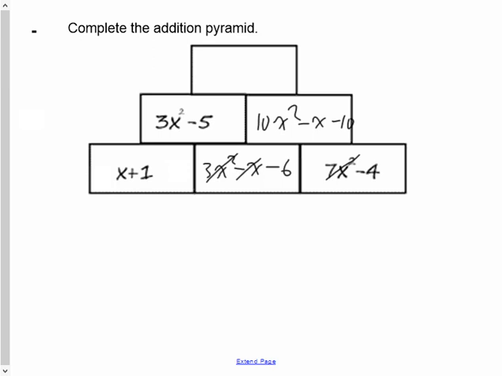And once you have that, combine your final terms, which are these two, to give you 13x squared above it. The negative x is still by itself, and the negative 5 and the negative 10 make negative 15.